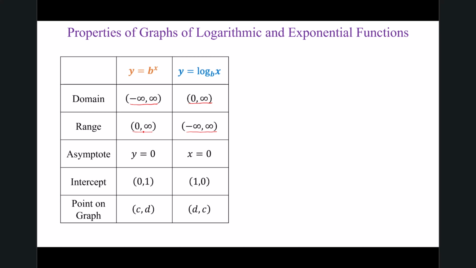The asymptotes are also similar, except that when we switch the x's and y's to make them inverses, we also switch the x and y on the asymptotes. The intercept for the exponential function is 0, 1. Well, for the logarithmic function, it's 1, 0. And if we have some random point (c, d) on the graph of y equals b to the x, that means that log base b of x has on its graph the point (d, c).